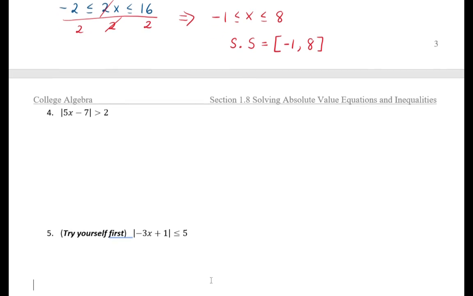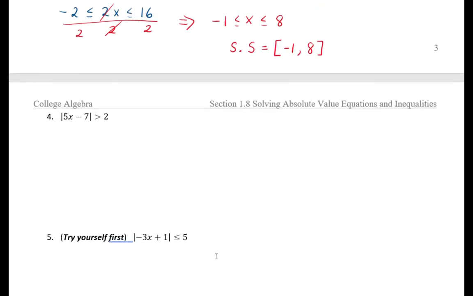So let me put some space. For this problem, see, it's greater than. Now you have to be careful, folks. It's going to be again a two-part inequality, but you can't make it like a combined compound inequality. So in this case, the inequality will have two parts. So one, just say 5x minus 7 is greater than 2. So the number needs to be greater than 2. Or you also need to consider the numbers that are less than -2 from here.